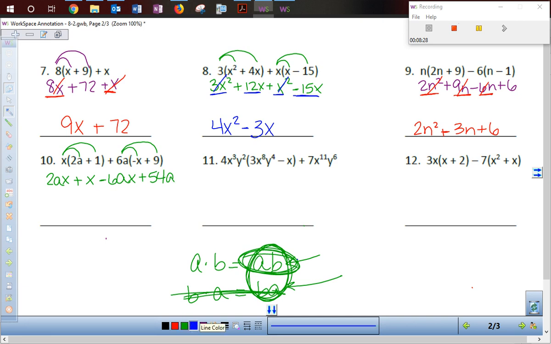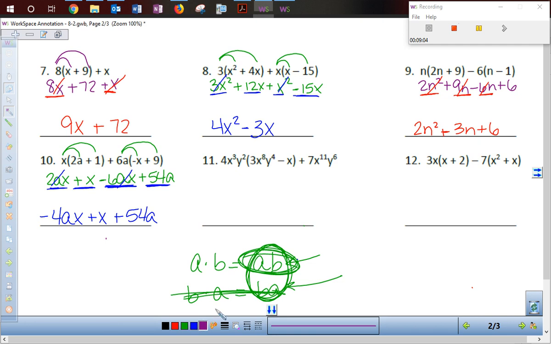Now I can combine my like terms. If you'll notice, this 2ax and this negative 6ax, those are like terms because they both have an a and an x to the first power. So I can combine those to get negative 4ax. Then my remaining two terms, I have a positive x and a positive 54a. They are not like terms, so I'm just going to bring them both down. Now you can put the plus x plus 54a. Those do not have to be in alphabetical order because they're not being multiplied together.